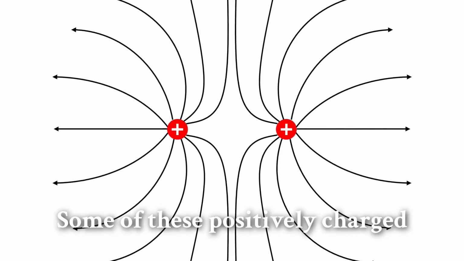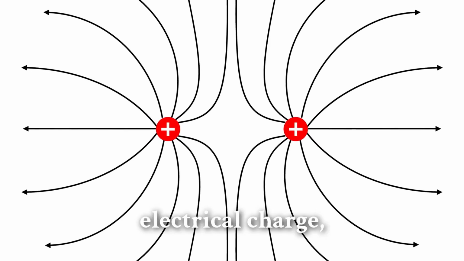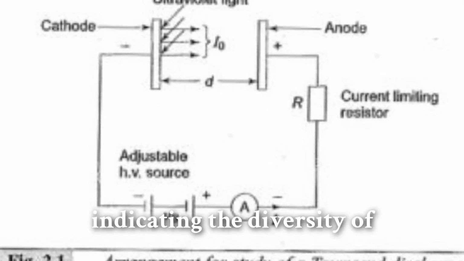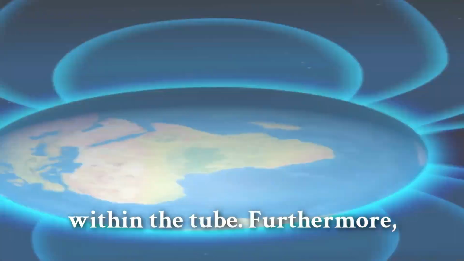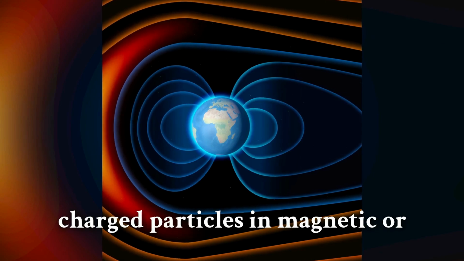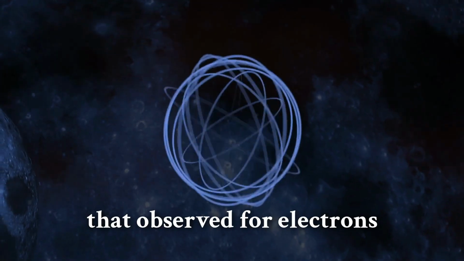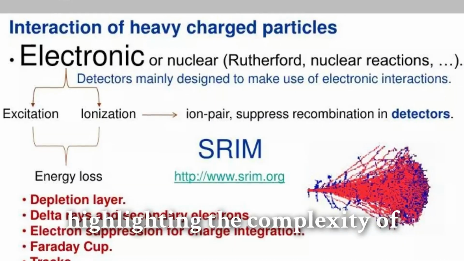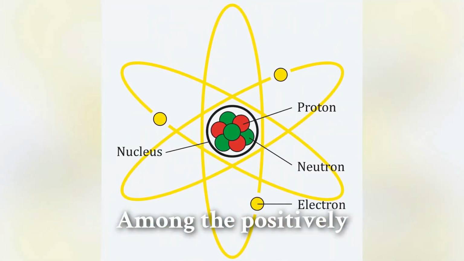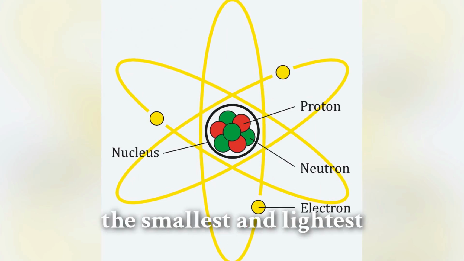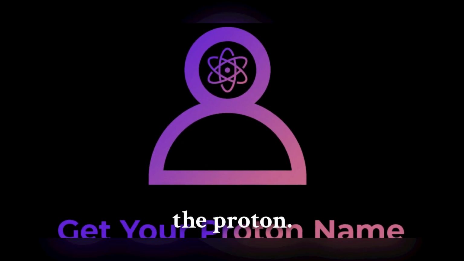Some of these positively charged particles carry a multiple of the fundamental unit of electrical charge, indicating the diversity of ionization processes occurring within the tube. Furthermore, the behavior of these positively charged particles in magnetic or electric fields is opposite to that observed for electrons or cathode rays, highlighting the complexity of charged particle interactions. Among the positively charged particles, the smallest and lightest positive ion was derived from hydrogen and was named the proton.